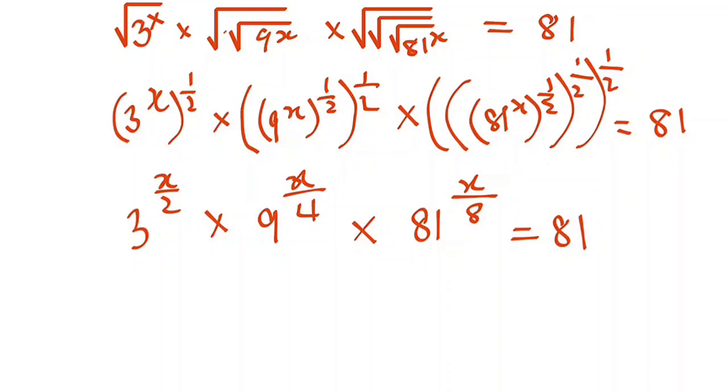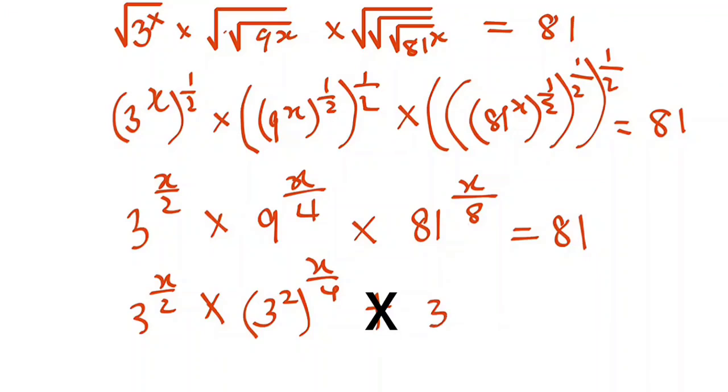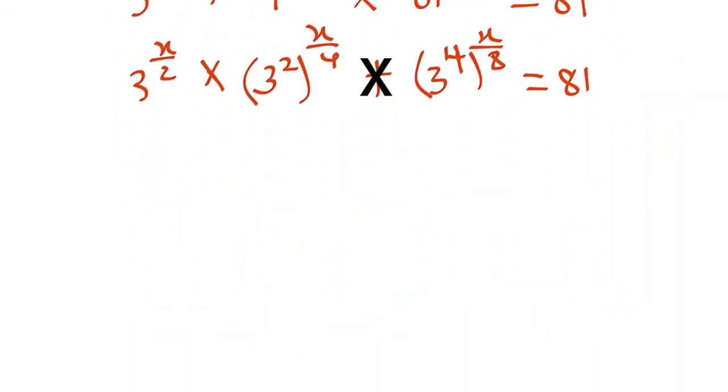Are you following? So the next thing we're going to do here is express all the bases the same. So we're going to have 3 to the power of x over 2, times 9 is 3 raised to the power 2, then x over 4, times 81 is 3 raised to the power 4, then x over 8, equals 81. Moving on, we have 3 to the power of x over 2 multiplied by 3 to the power of 2x over 4, so that will give us x over 2.